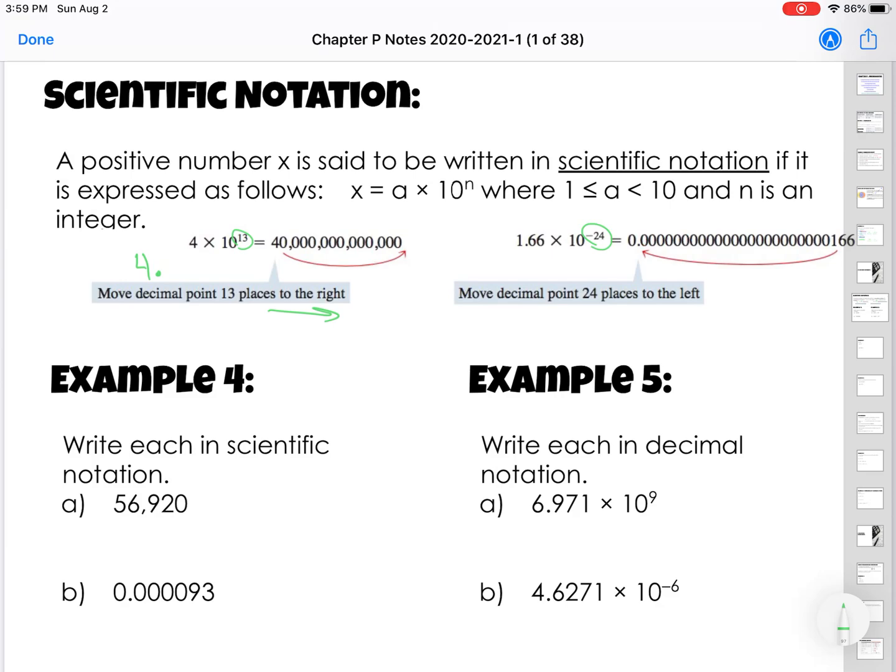So if we want to write in scientific notation in example 4, first we need to turn this into a number that is between 1 and 10. So that would make it 5.692.